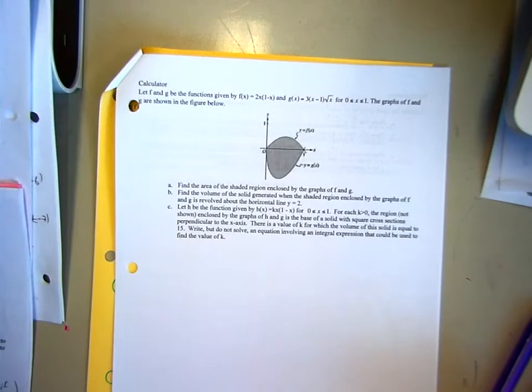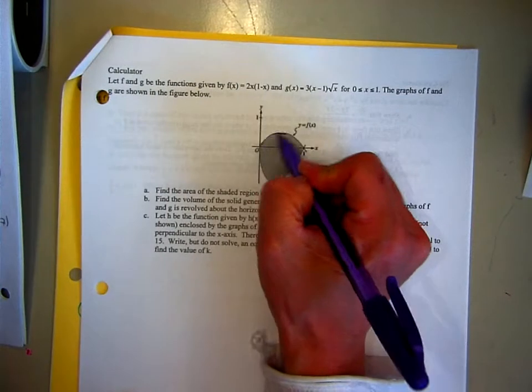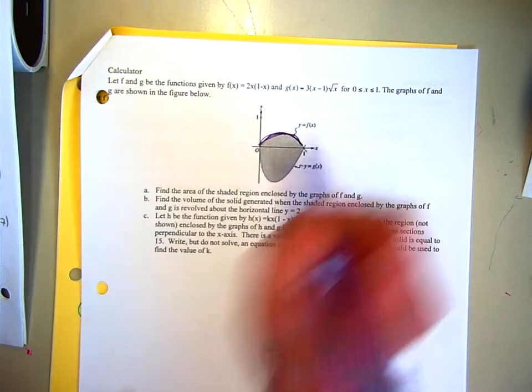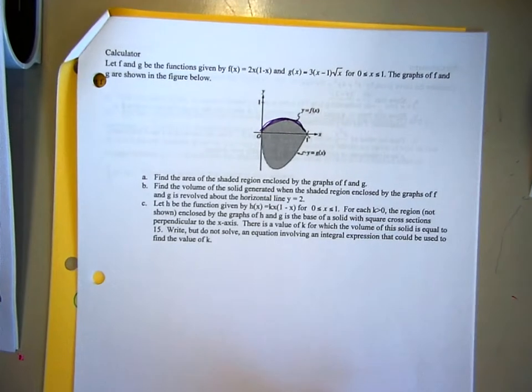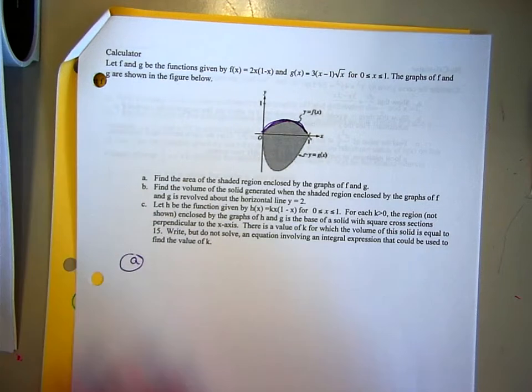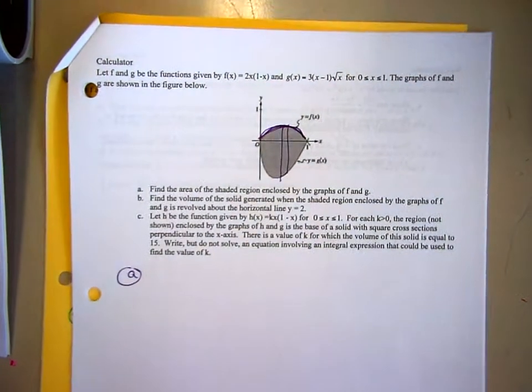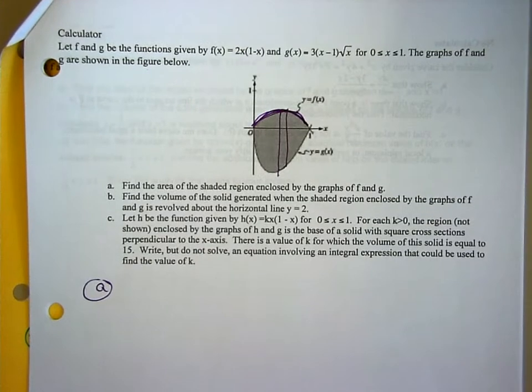Okay, here's your area volume problem. I'm going to just outline F on the top with purple so I can see the difference. It says find the area of the shaded region. I'm going to start by drawing my rectangle. Notice if I draw this rectangle in, it's always the purple minus the bottom graph, which is G.